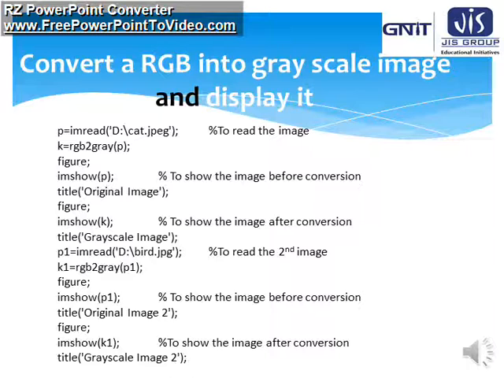So here we can see that we are very much familiar with imshow, imread, RGB to gray, figure, title. These are all the inbuilt functions which we have already used, and by this we have converted an RGB to grayscale image, and we have also displayed it. So this is the program. I would say go through the entire program once again very carefully.